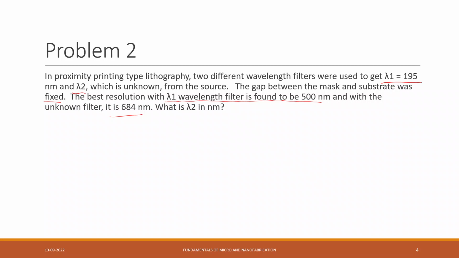I hope you can recall the relation between the resolution and other factors, like what are the factors that the resolution in proximity printing depends upon. I hope you can recall them.